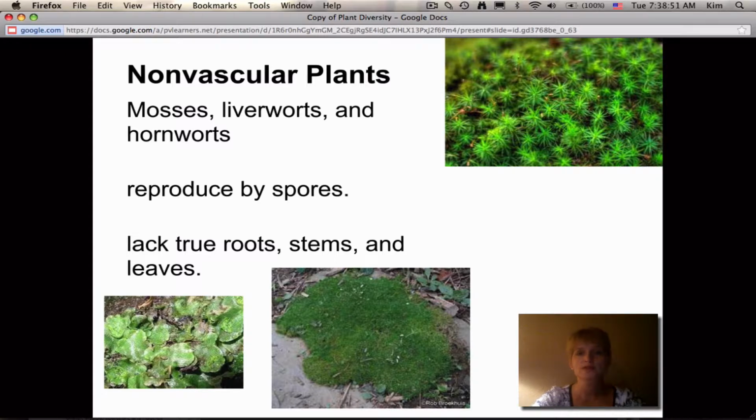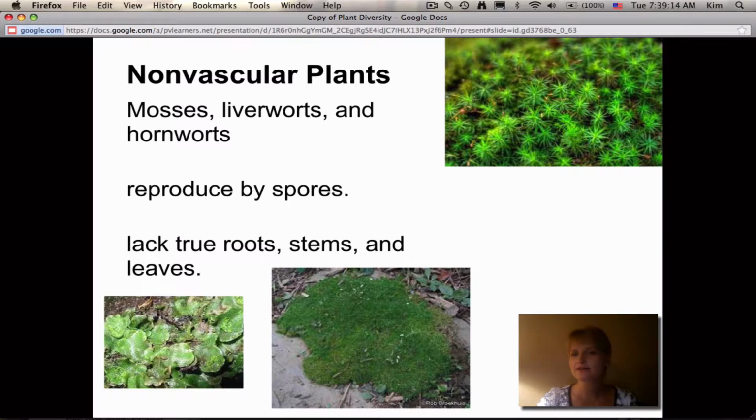All right, so we're going to start out with the non-vascular plants because these are the ones that developed first. These are the ones that were the first onto a dry environment. And so we have things like moss and liverworts and hornworts, and these all reproduce by spores. So these are not seed plants. These only have spores to reproduce.